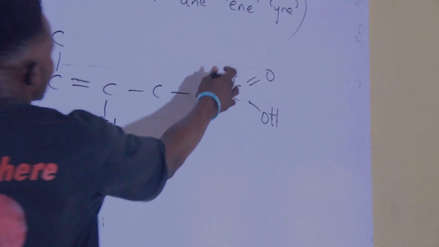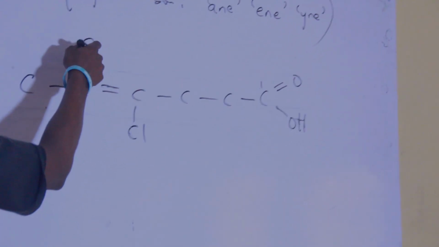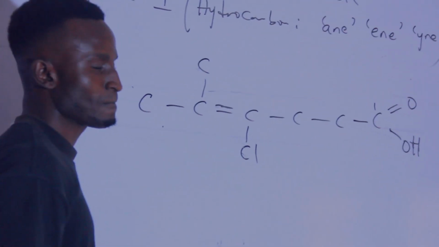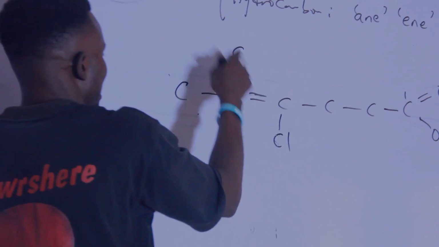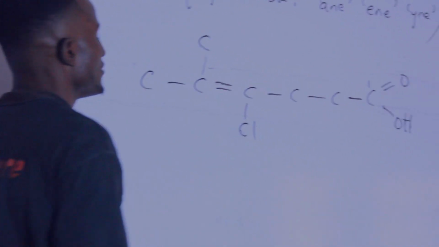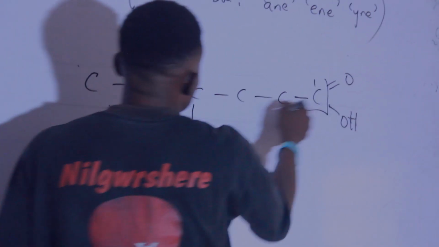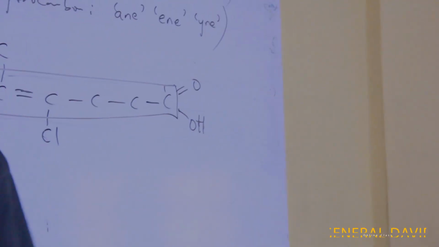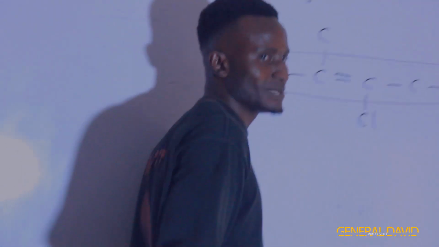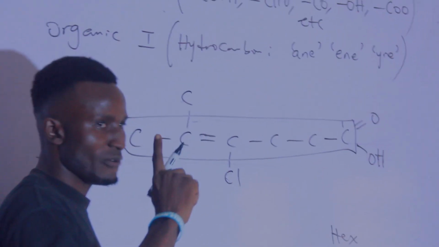So now, that shows that if this is carbon 1, this 2, this 3, this 4, this is 5, and this is 6. Now, if I want to start the counting, that means the parent name is 6. We have this to be the parent name, and that's 6, and 6 is what? Hex. That's the parent name, according to the law 1.